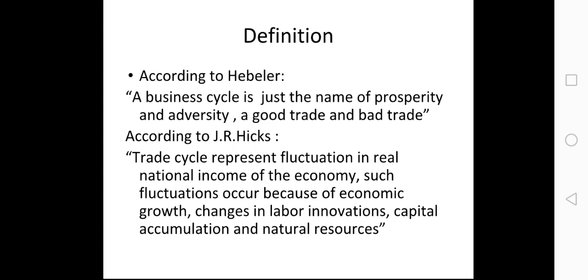According to J.R. Hicks, trade cycle represents fluctuation in real national income of the economy. Such fluctuations occur because of economic growth, changes in labor, innovations, capital accumulation, and natural resources. In the above three definitions, all of them focus on some specific economic variable. Hicks focused on the business cycle being due to economic growth, which occurs due to labor, innovation, capital accumulation and changes in natural resources. According to J.M. Keynes, it is based on the general price level and unemployment level.